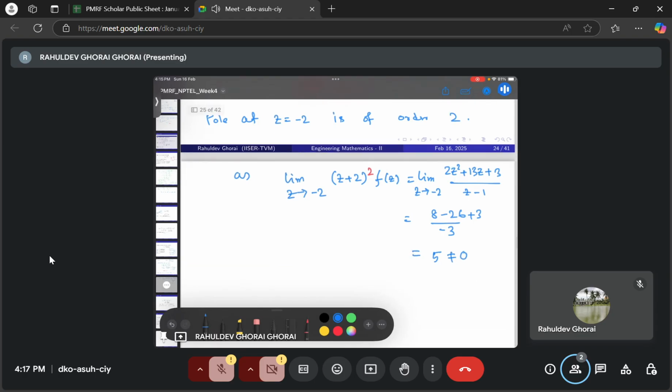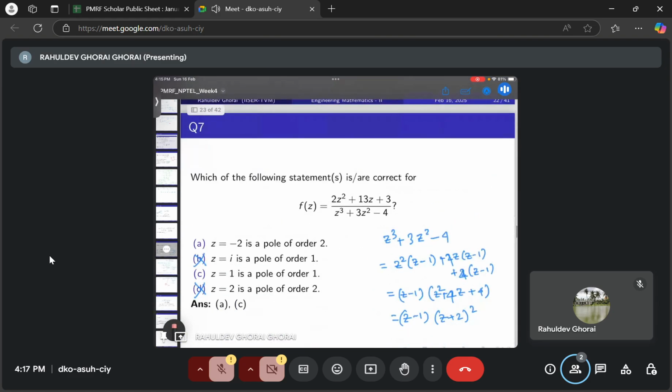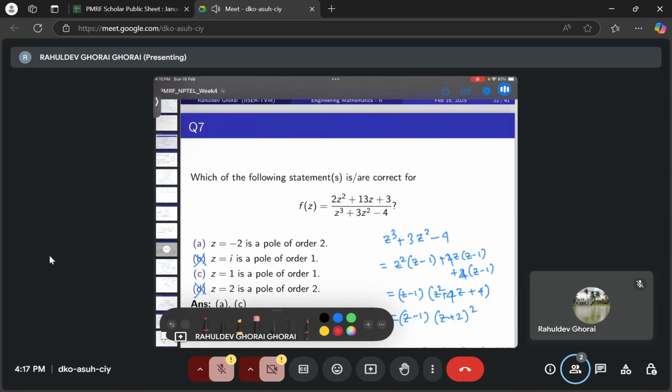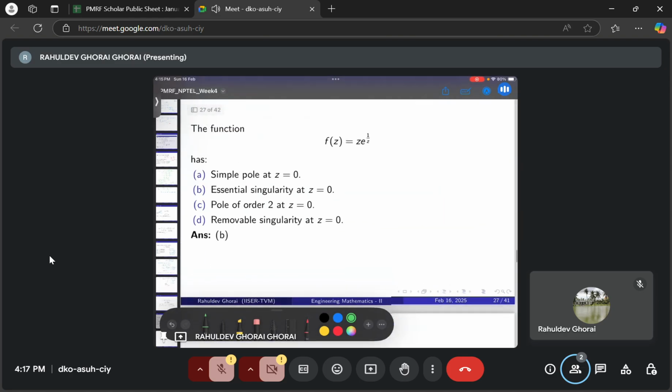So this 2 becomes the order of the pole. So don't write this one as pole, okay? Order of the pole. So the order of the pole is 2, and that's why these 2 will be correct. These 2 are correct. So 7th question is done. Then we'll move to the 8th question.